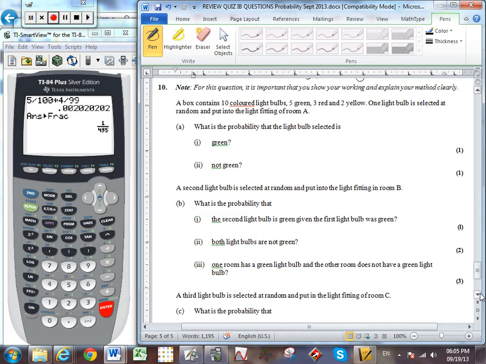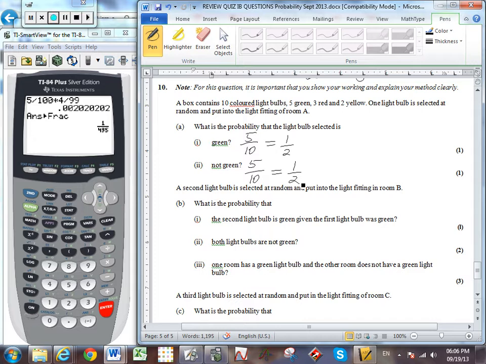What is the probability that the light bulb selected is green? Well, we've got 5 green out of 10 light bulbs. That's 1/2, 50%, 0.5. Not green? Well, it must be the complement of this. Or you could argue that must mean it's red or yellow. There's a total of 5 out of 10. Again, 50%. So 50% are green. That must mean 50% are not green.